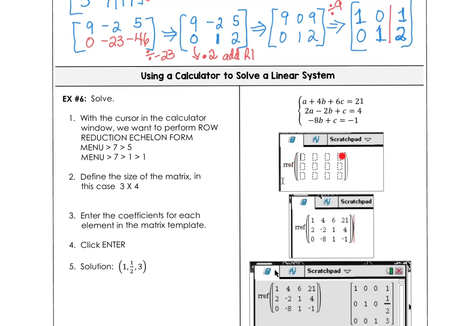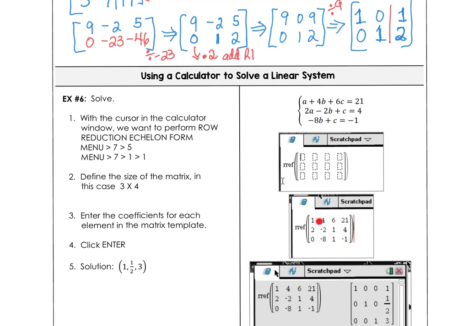And then I've got to put a matrix in there, and my matrix needs to be 3 rows, 4 columns. So we're going to do menu 7, 1, 1, and I have to tell it 3 rows, 4 columns. Next, we're going to enter our coefficients. So in row 1, we need a 1, a 4, a 6, and a 21. You can see that here. In row 2, we need a 2, a -2, a 1, and a 4. And then we don't have an x, so a 0, a -8, a 1, and a -1.